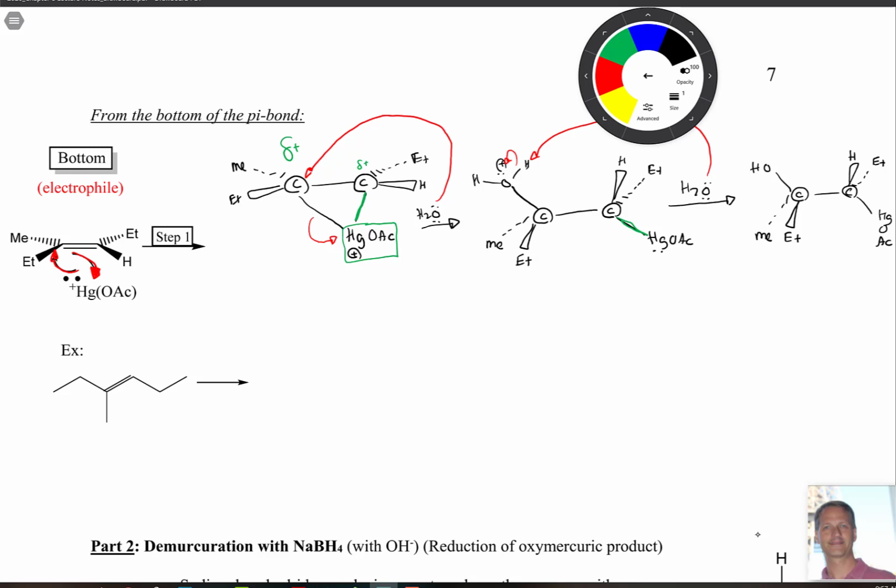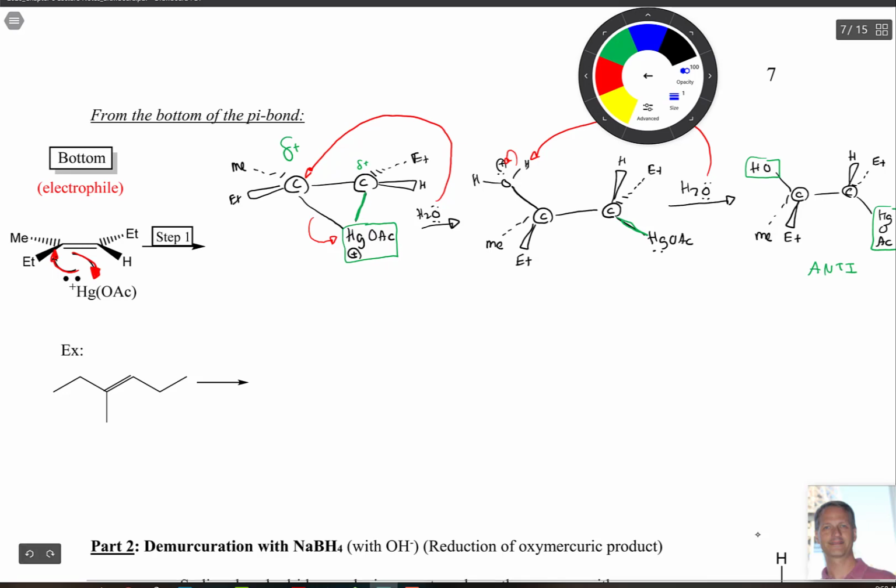So we get this product. Now, again, this OH here and that HgOAc, these are anti to each other. Okay, so let's look at this example down below.